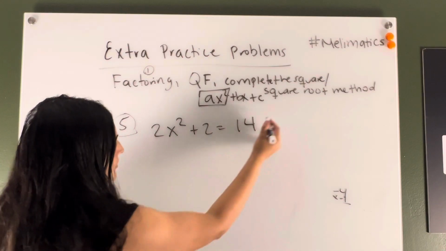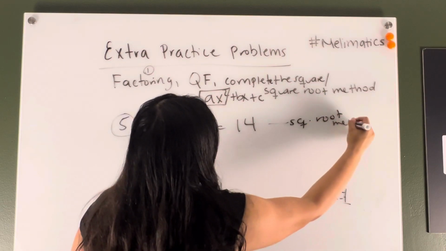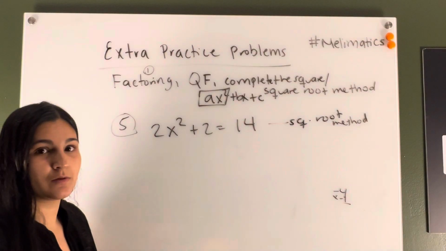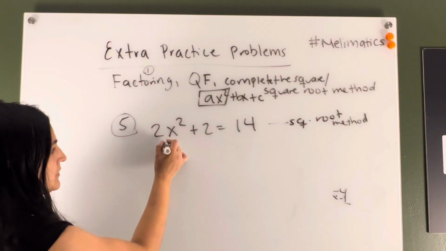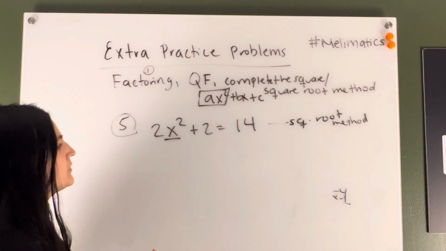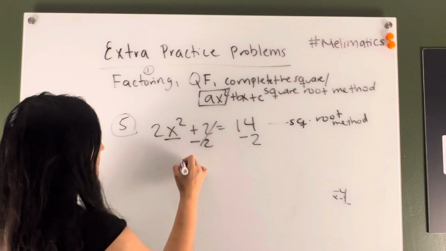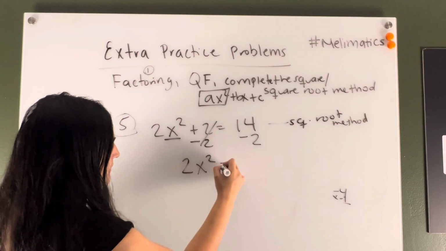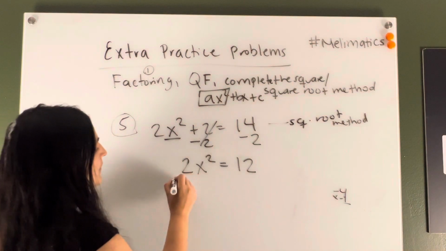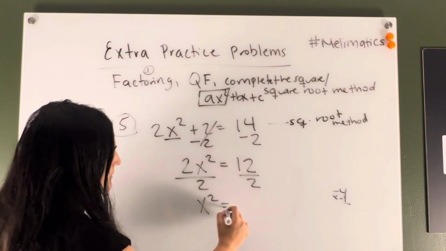So for this, you can actually do the square root method. How do I know that? Well, because I have x squared, and then I just have numbers, right? So I can get the x squared to be isolated, and I know what the opposite of squaring is, right? Square rooting. So I'm gonna just go ahead and subtract 2, so that I can start isolating my x squared, okay? What do I do next? Opposite of multiplying is dividing. So it's gonna be x squared equals 6.